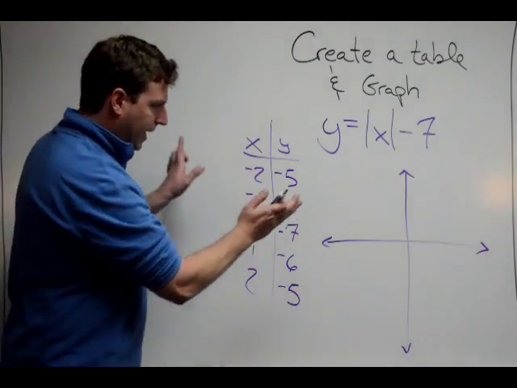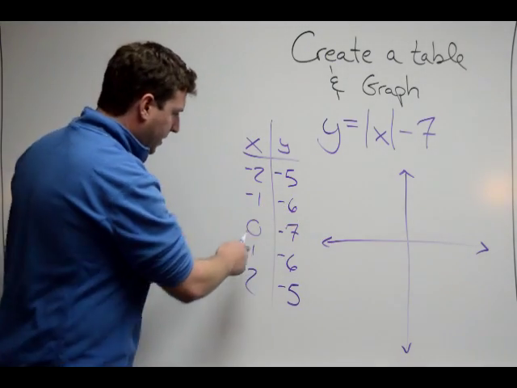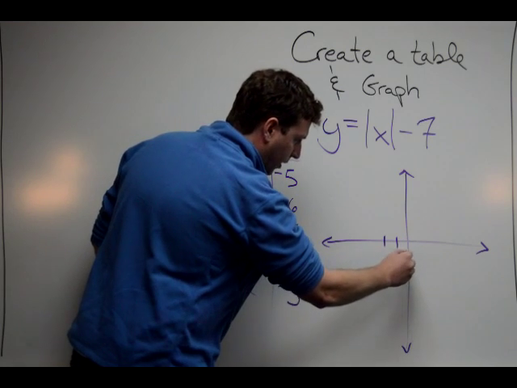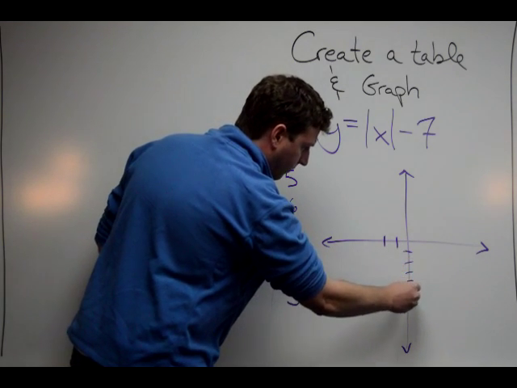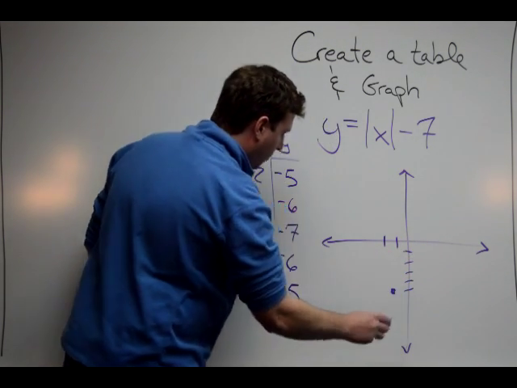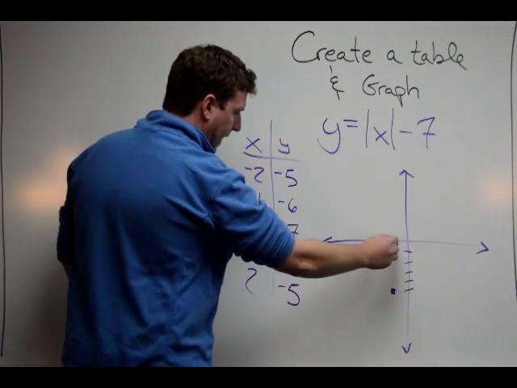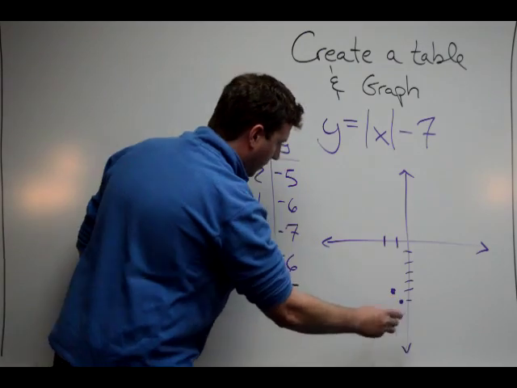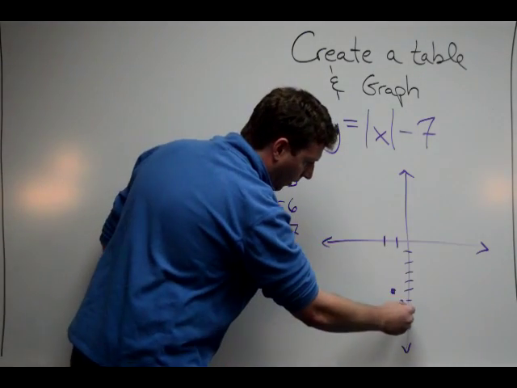So it looks like this is kind of going to make a V here for us. So I can start with my negative 2 on the x, and then we're going to go down 5: 3, 4, 5 on the y. Next one's going to be negative 1. We're going to go down 6 on the y. The next one is 0 on the x.